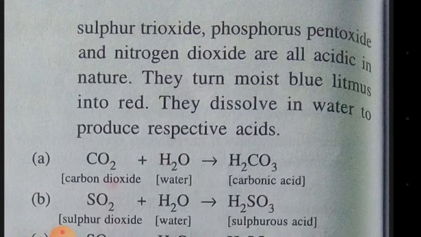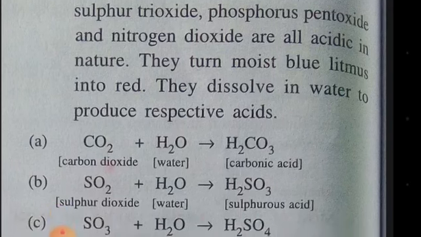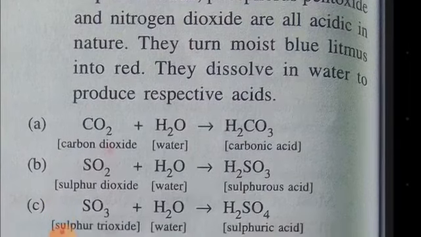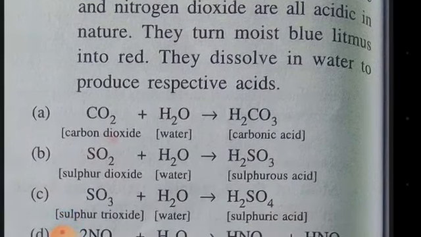They turn moist blue litmus to red. They dissolve in water to produce respective acids. Carbon dioxide plus water gives carbonic acid. That means when you dissolve non-metallic oxides in water, you will get acids, whereas when you dissolve metal oxides in water, you will get a base. So carbon dioxide plus water gives carbonic acid.